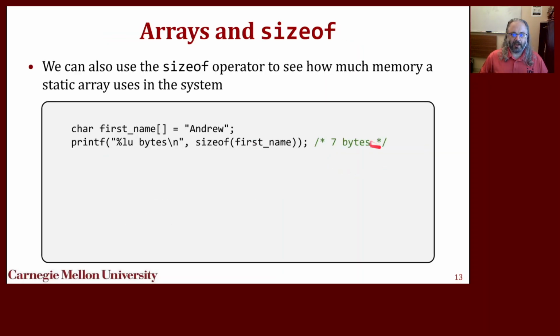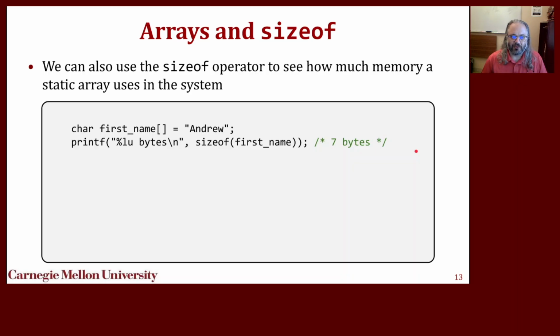All right. So other things that we can do with arrays, and particularly with strings. We can use the sizeof operator. If you recall the sizeof operator that we talked about in module 2, it tells us how much memory a variable is using in the system. We can use this operator with static arrays. So in particular, if we create a string as an example of a static array, we can then say, tell me how much memory this string is using.